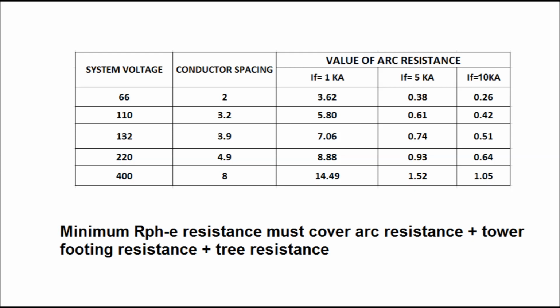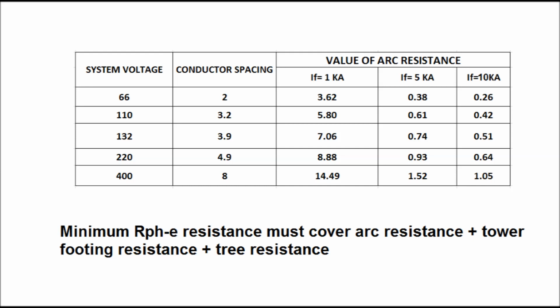Now for different system voltages, the conductor spacing for phase-to-phase gap is given in this table. For 66 kV system voltage, the phase-to-phase conductor spacing is 2 meter. For 110 kV it is 3.2 meter, for 132 kV it is 3.9 meter, for 220 kV it is 4.9 meter, and for 400 kV it is 8 meter. It is for vertical spacing between conductors.